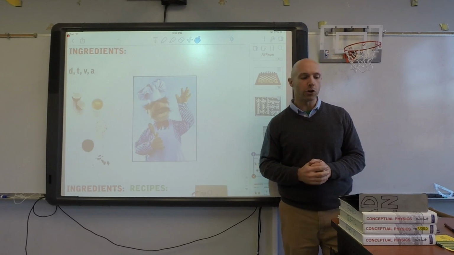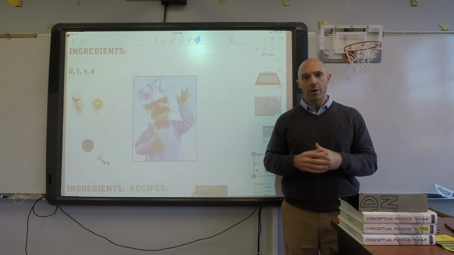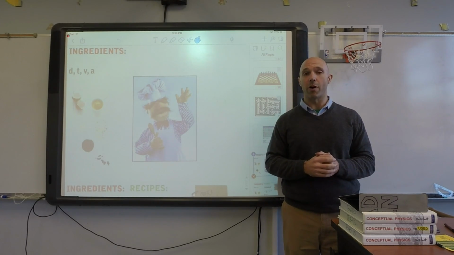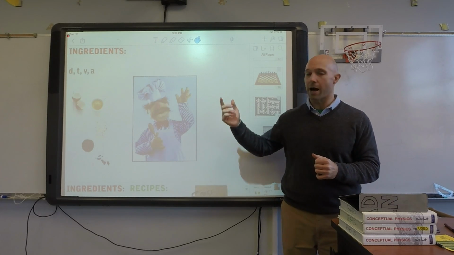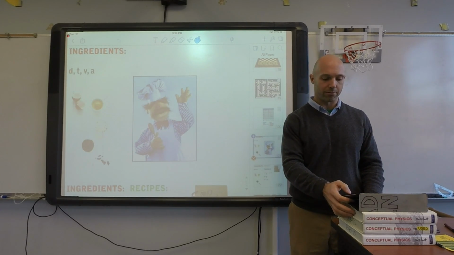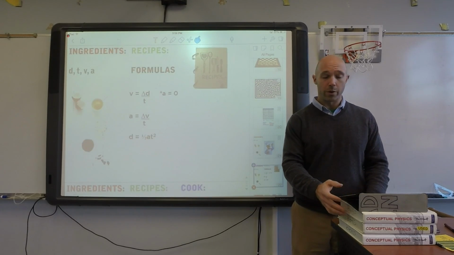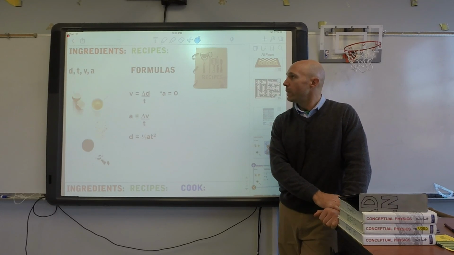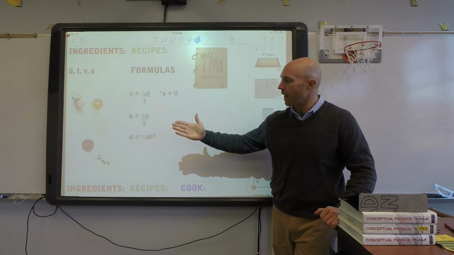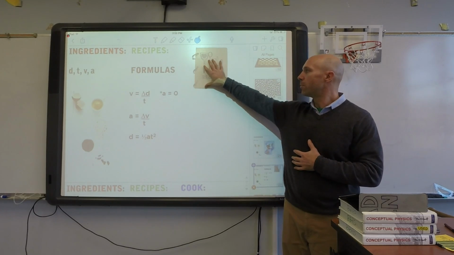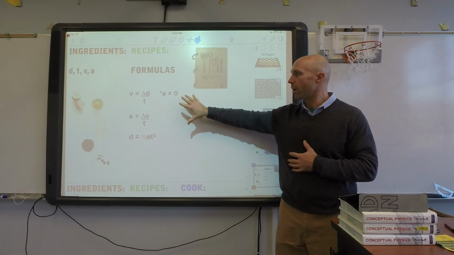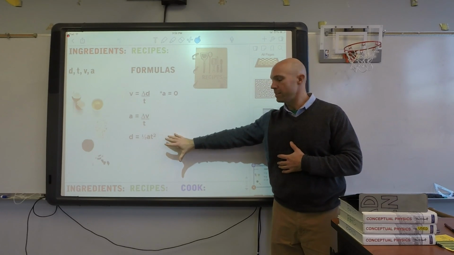We can consider it like cooking. I told the kids earlier, we've got a set of ingredients. So far that means distance, time, velocity, acceleration. We then use those ingredients and we can apply them towards a recipe. So the egg, the flour, the chocolate, the sugar approaches a certain recipe. So far our recipes are seen in these formulas.